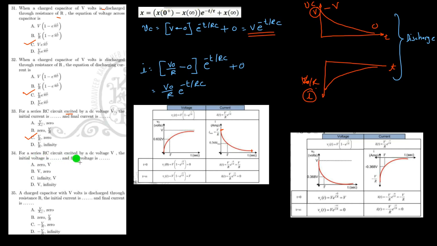For a series RC circuit excited by a DC voltage V, what is the initial voltage? The initial voltage is 0 and the final voltage is V. So the initial voltage is 0 and the final voltage is V.